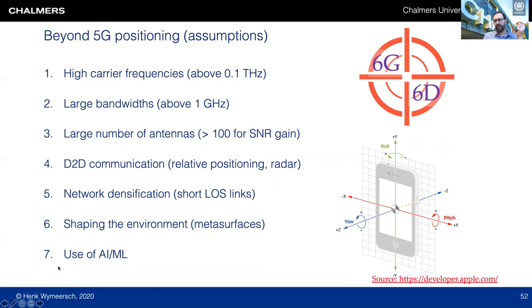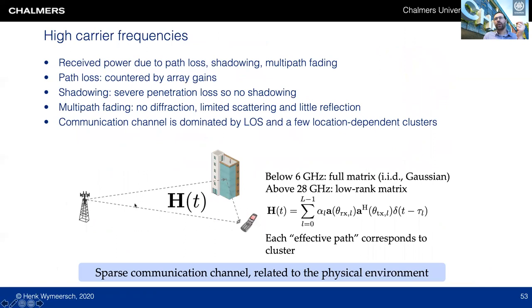So first of all, high carrier frequencies. Now, here you have a picture showing a transmitter, a receiver, and a propagation environment, and there's a channel matrix in between. And if you've taken any wireless communication course, and for those of you in the audience who have taken my course, you know that typically when you teach how this channel is generated, you will say, okay, this is a full matrix with IID Gaussian entries that populate this whole matrix. And this is because you have a rich scattering environment, so the Rayleigh fading assumption holds.